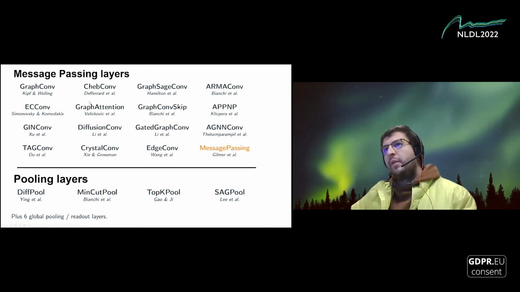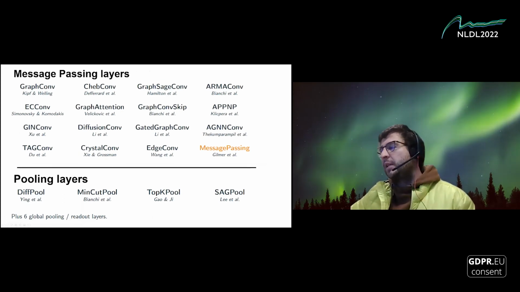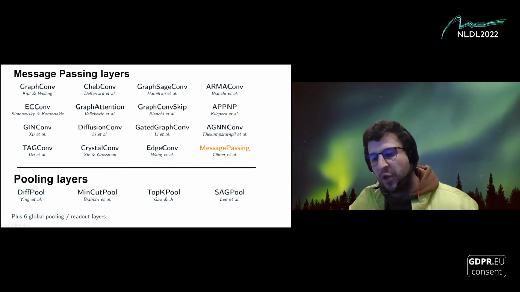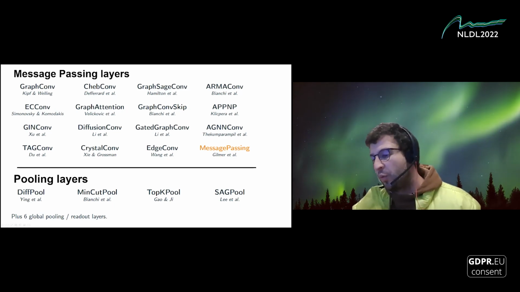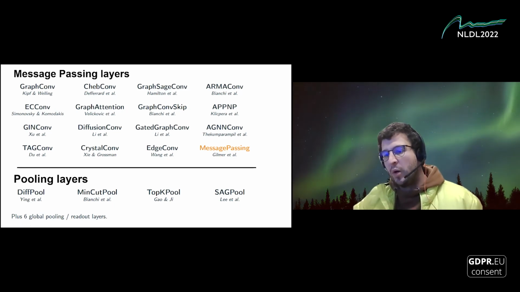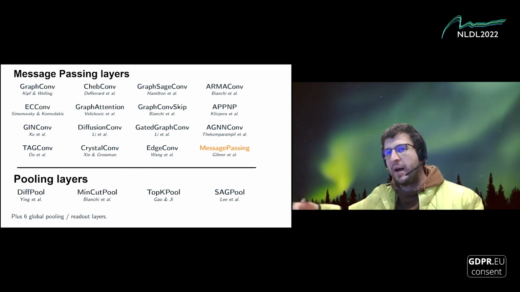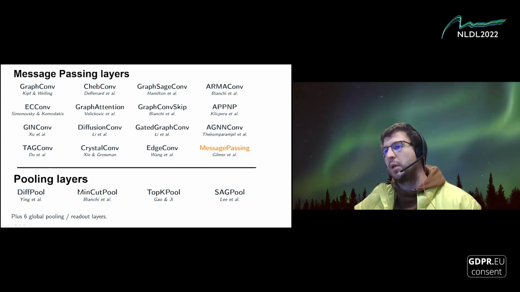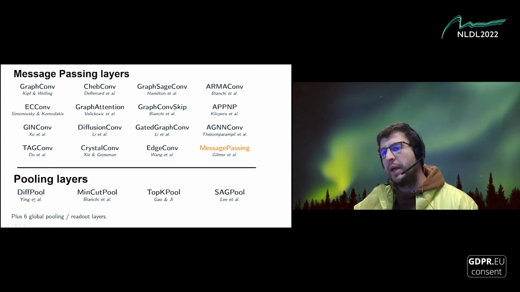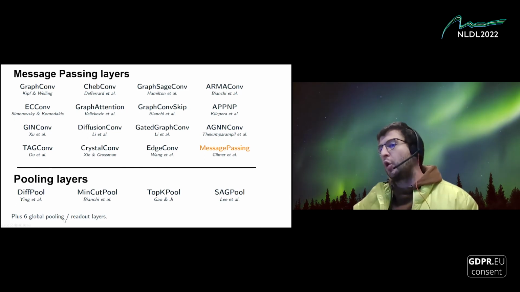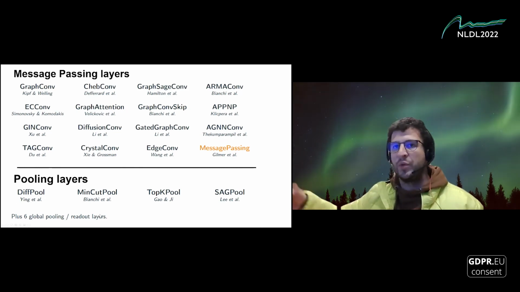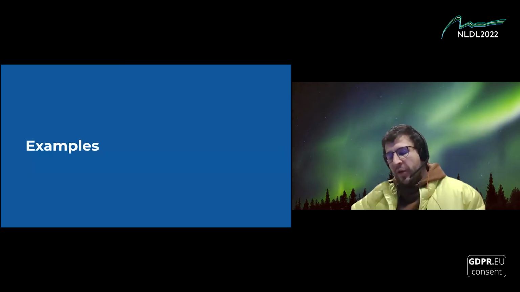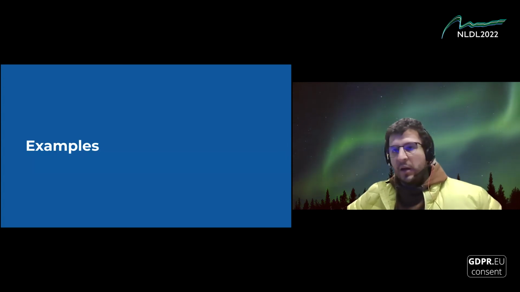So Spektral comes equipped with many message passing layers already implemented. And then you also have this message passing class, which allows you to quickly implement a new message passing layer where you can define the logic that you want to implement. Similarly, there are also the principal pooling layers and some global pooling layers and readout layers, which are usually used at the end of your architecture. So let's jump now into the examples.